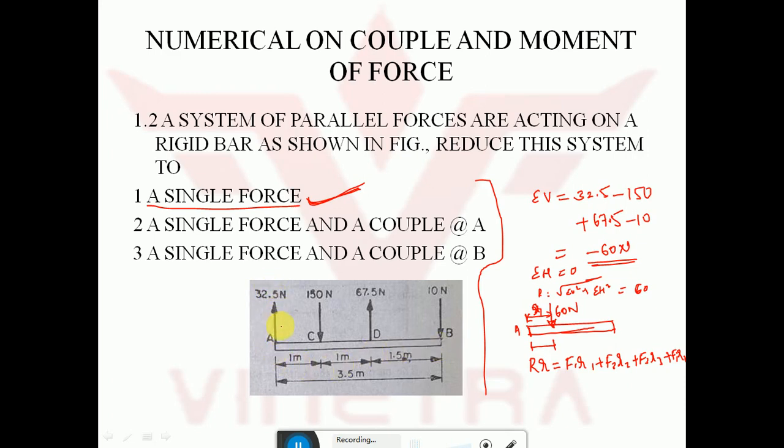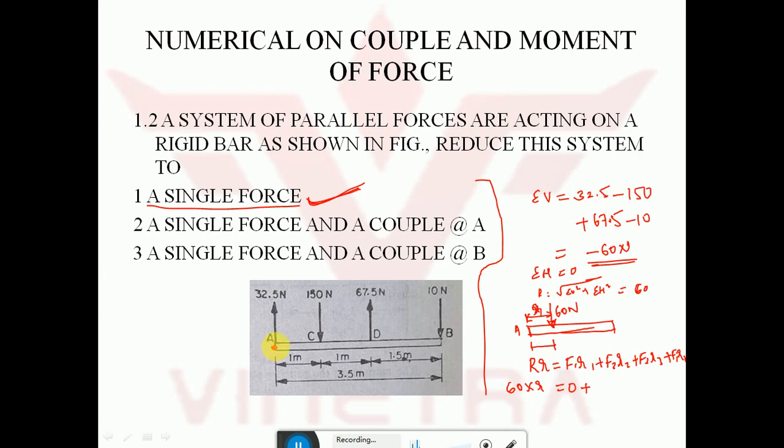Since the first force is passing through the given point A, what happens? The resultant moment we have is 60 into r. I will keep it as it is, since I don't know the perpendicular distance. So F1 is 32.5 and it is passing through A. So the first moment will be 0, plus the second moment.